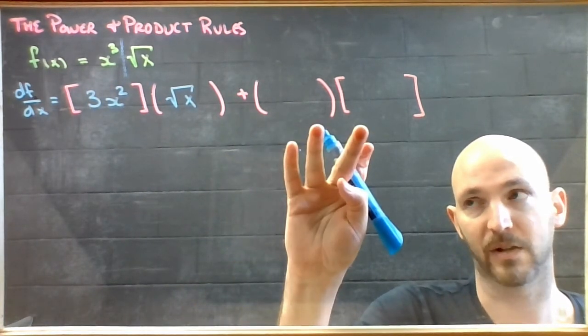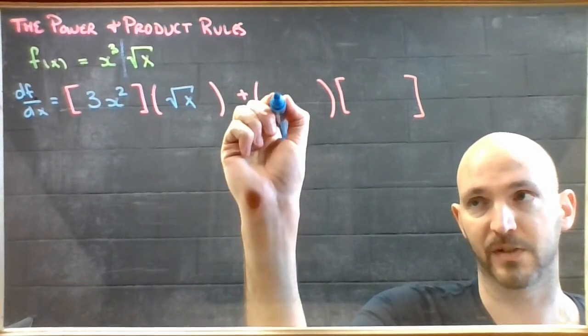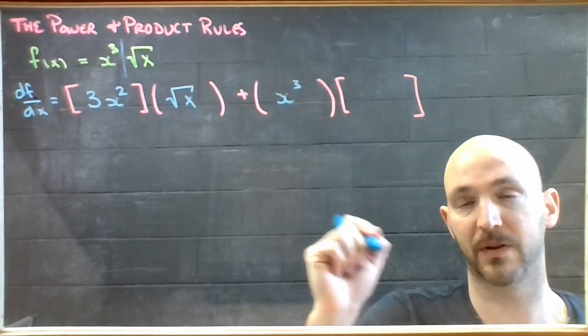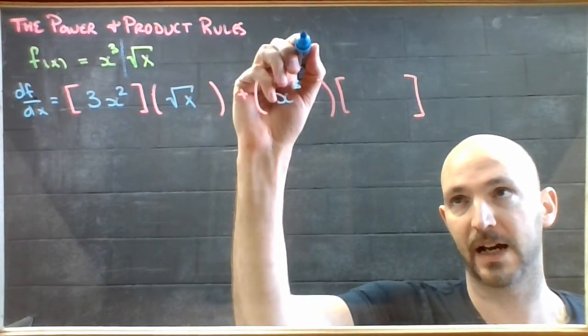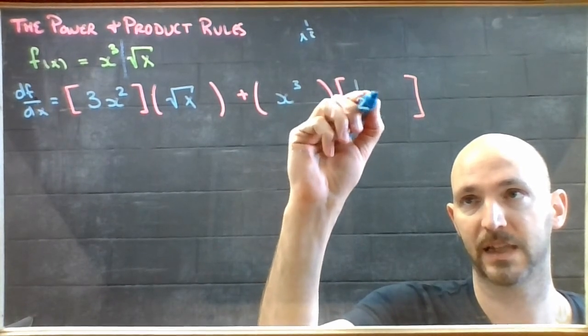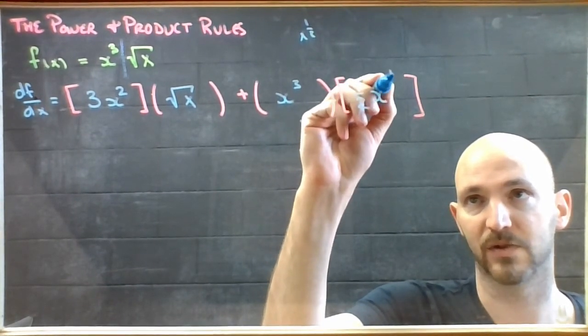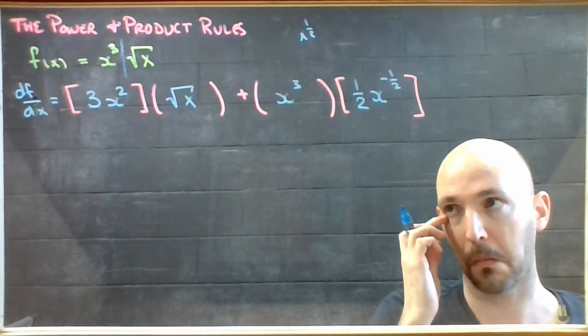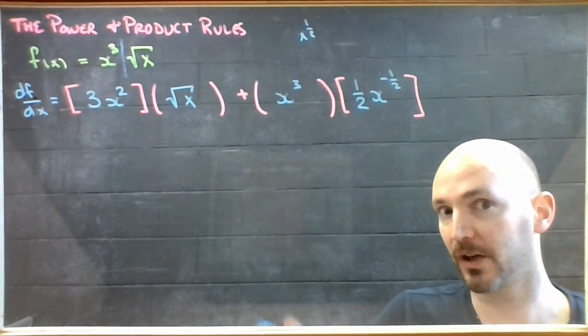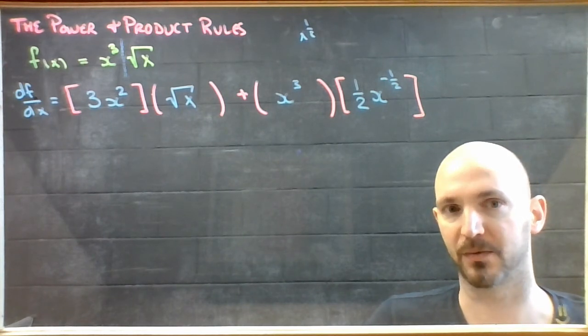In the next term, I'm going to leave the first function alone, and then I'm going to take the derivative of this. This thing would be x to the 1/2. So I bring the exponent down, keep the x, and subtract 1 from the exponent. So there you go. I'm done. I used the product rule.